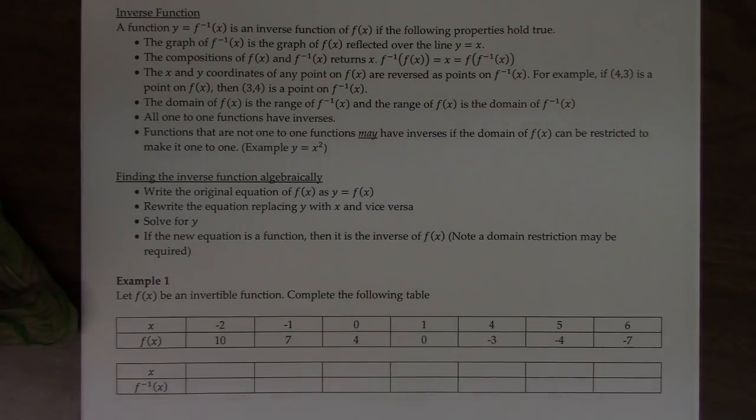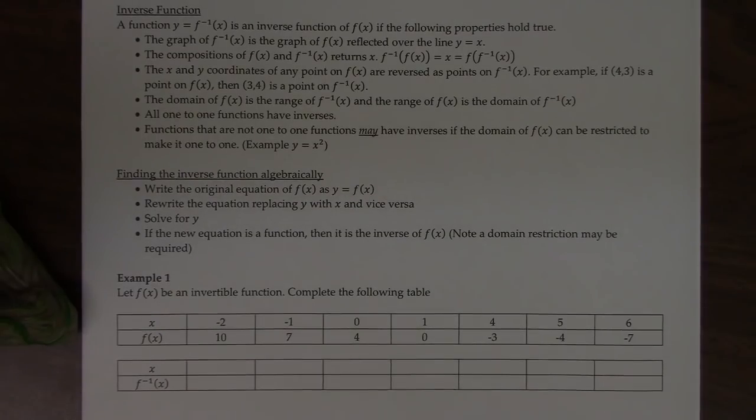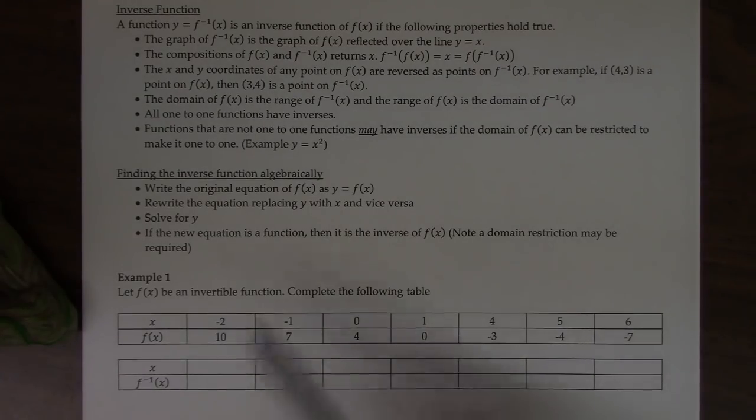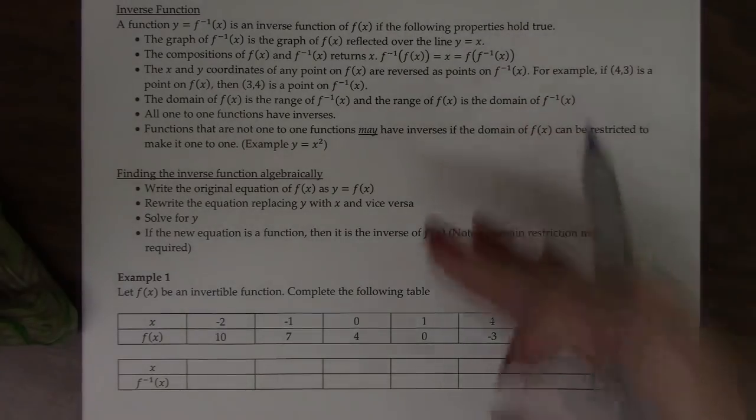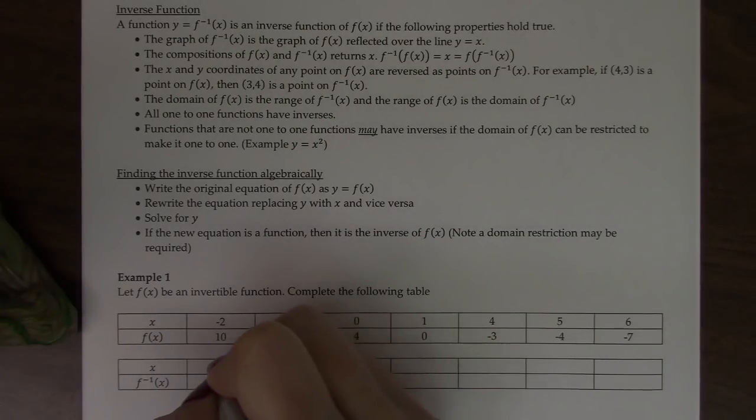So the first example says, well, let f of x be an invertible function. So we're telling you that this function is already invertible, and it says complete the following table. So we have a bunch of values of x and their corresponding y values that come out of f of x. So if I want to create a table for f inverse, well, knowing the properties we just went over, the x's and y's should switch. So if (-2, 10) is on the graph of the original function, then (10, -2) should be on the inverse.